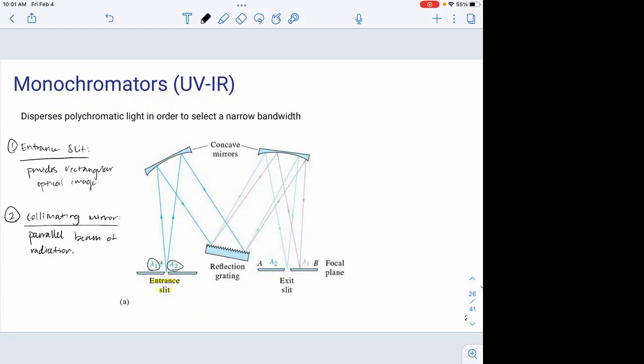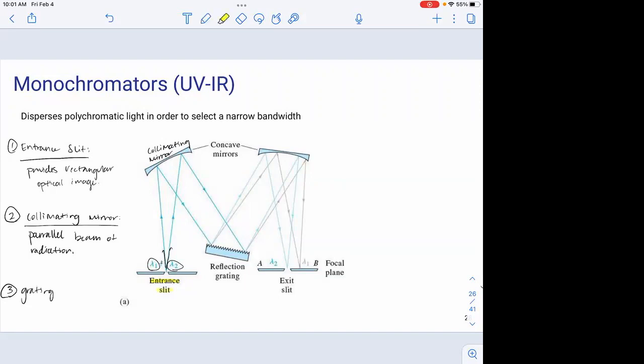Right, notice that the effect of light coming in through a slit is that you have this sort of dispersion of your radiation. The idea of this collimating mirror is to collect that dispersive radiation and produce a parallel beam. Okay. The next thing that your light will encounter is a grating.